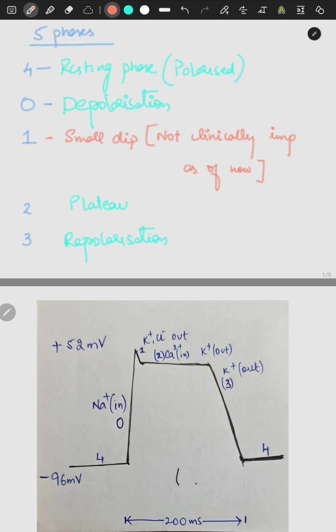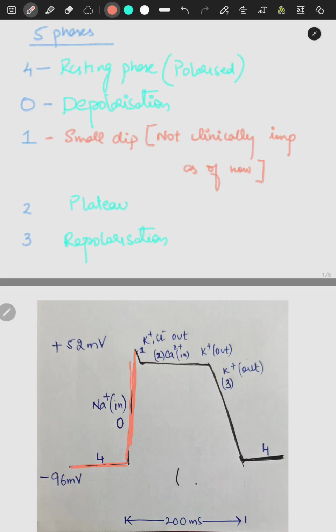For convenience, we'll start with phase 4, that is the resting phase, and then there is phase 0, depolarization phase. Then there is phase 1, phase 2 is the plateau phase, and phase 3 is the repolarization phase. You don't need to remember ion channel names right now. Phase 4 is the resting phase where the cell is at rest, and this is the polarized state. And phase 0 is the depolarization phase. This is the sudden upward movement. The cell becomes positive very quickly.